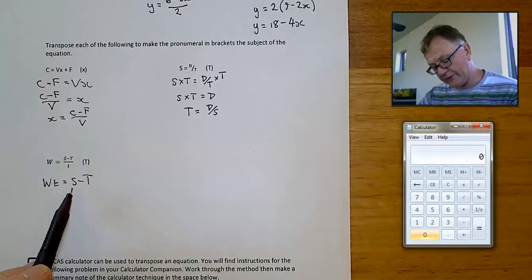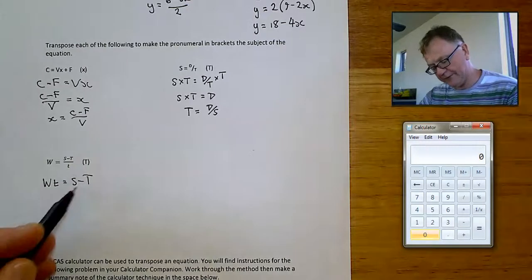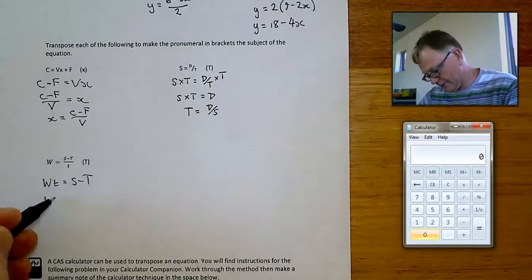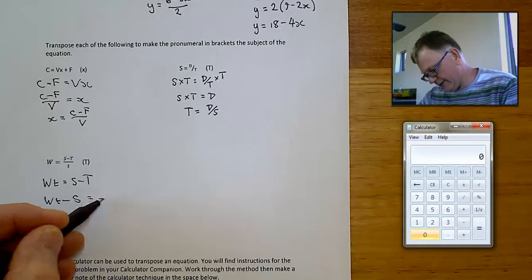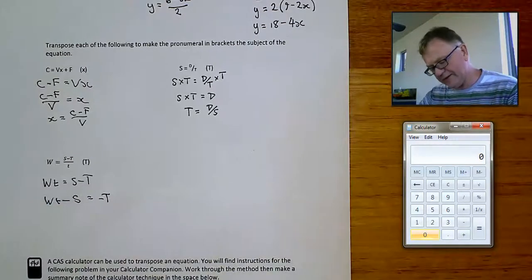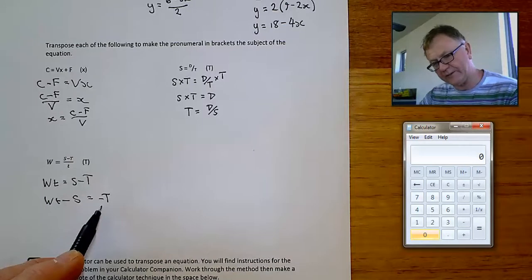I want to get rid of this s here. Now remember that's positive s minus t. So to get rid of this s, I'm going to take away capital S from this side, and I have w t take away s equals negative t. Now that's kind of just about got it, only I want to have positive t here.